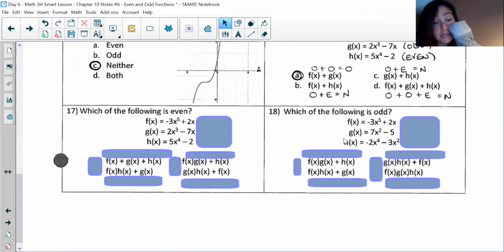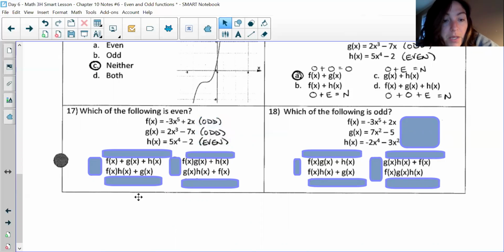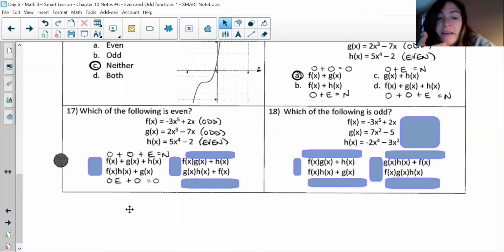Which of the following is even? So f of x is odd plus odd, so odd. G of x, odd plus odd, so odd. H of x, even plus even, so even. And here we have odd plus odd, which is odd, plus even, which is nothing. Odd times odd, or no, odd times even, and then plus odd, so that's odd.